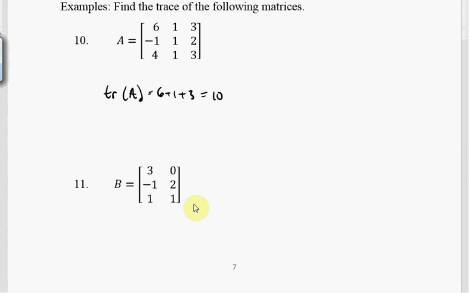What's the trace for number 11? No. It doesn't exist. It's not a square matrix, right? You can only take the trace of a square matrix.